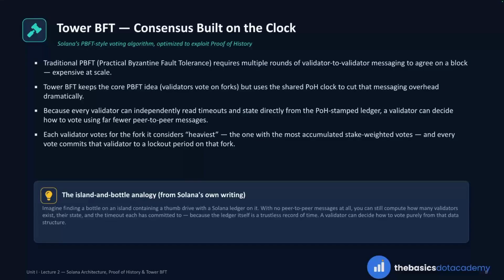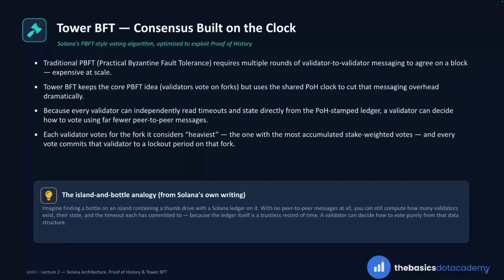Now the core crux, Tower BFT. It is the consensus which is built around the clock. This is the voting algorithm which is optimized to exploit proof of history. Traditional PBFT, or practical Byzantine fault tolerance, requires multiple rounds of validator-to-validator messaging to agree on a block.